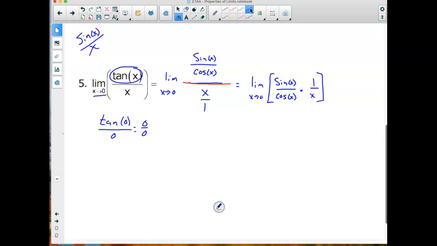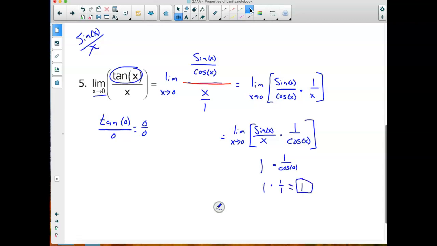I'm going to slip and slide these little rascals apart. Limit as x approaches 0. I want to see my sine x over my x. That's going to be times 1 over cosine x. I'm going to plug in my 0, knowing that limit's 1. 1 over cosine of 0. What is the cosine of 0? 1 over 1. This limit is 1. Okay?